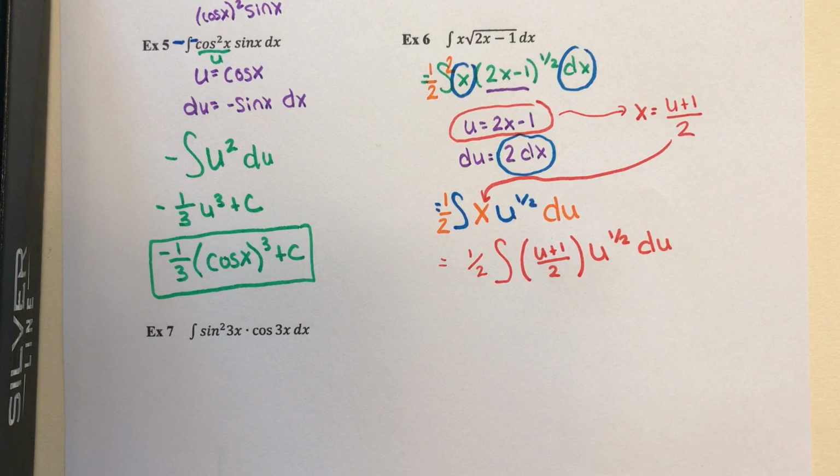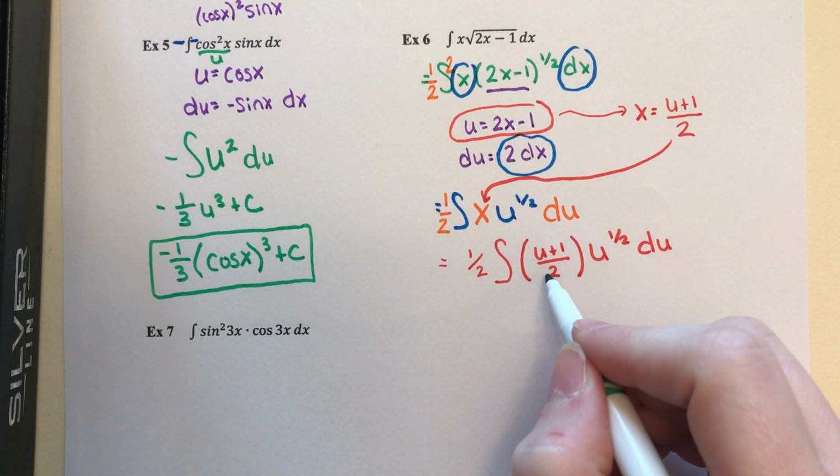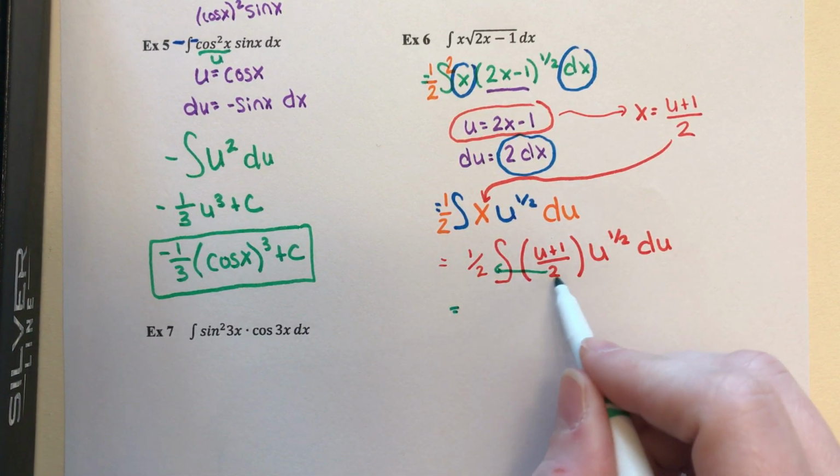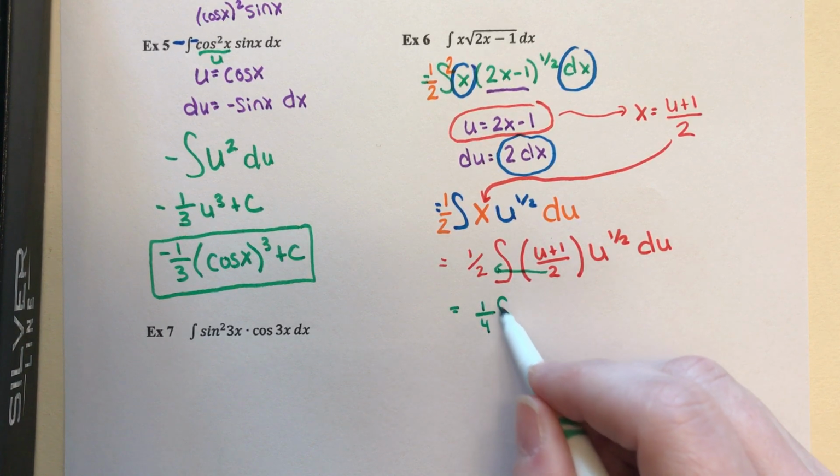Okay, I'm going to clean this up a little bit so I can take the integral. So I'm going to pull this 2 out. It's a constant, so I can do that. So that would give me 1/4 on the outside.